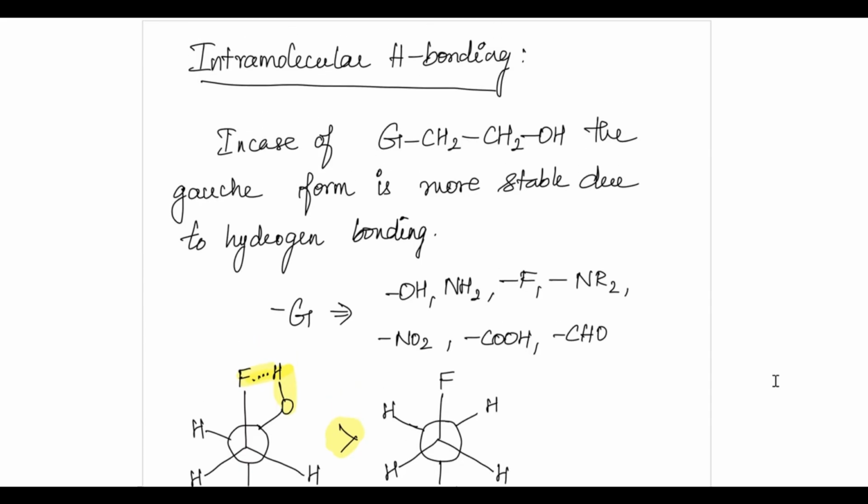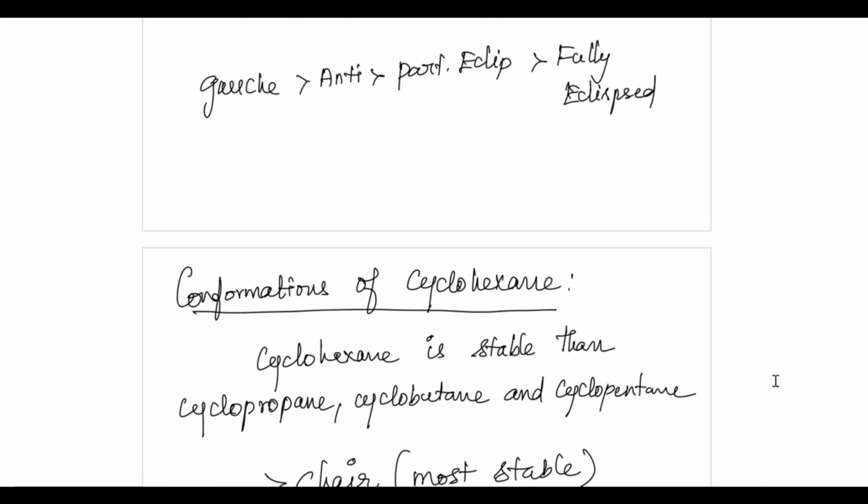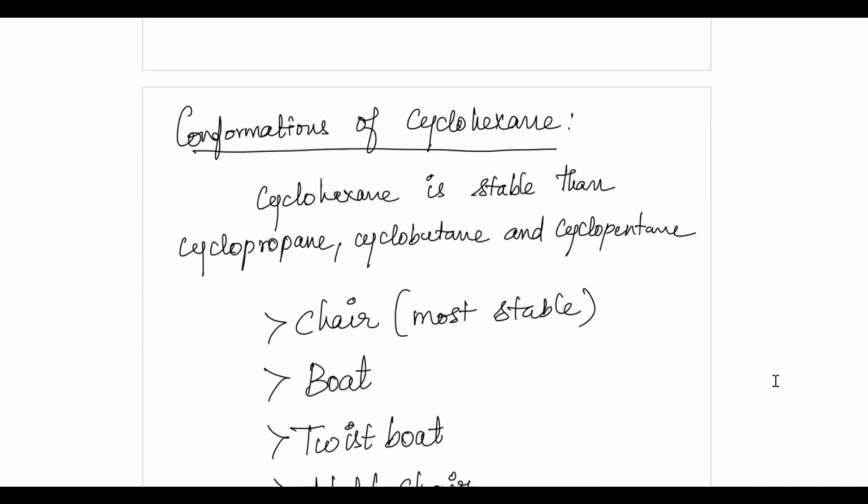If there is hydrogen bonding in a conformer, that isomer may be more stable than the other one, which gives extra stability. So usually gauche, then comes anti, then partially eclipsed and fully eclipsed.